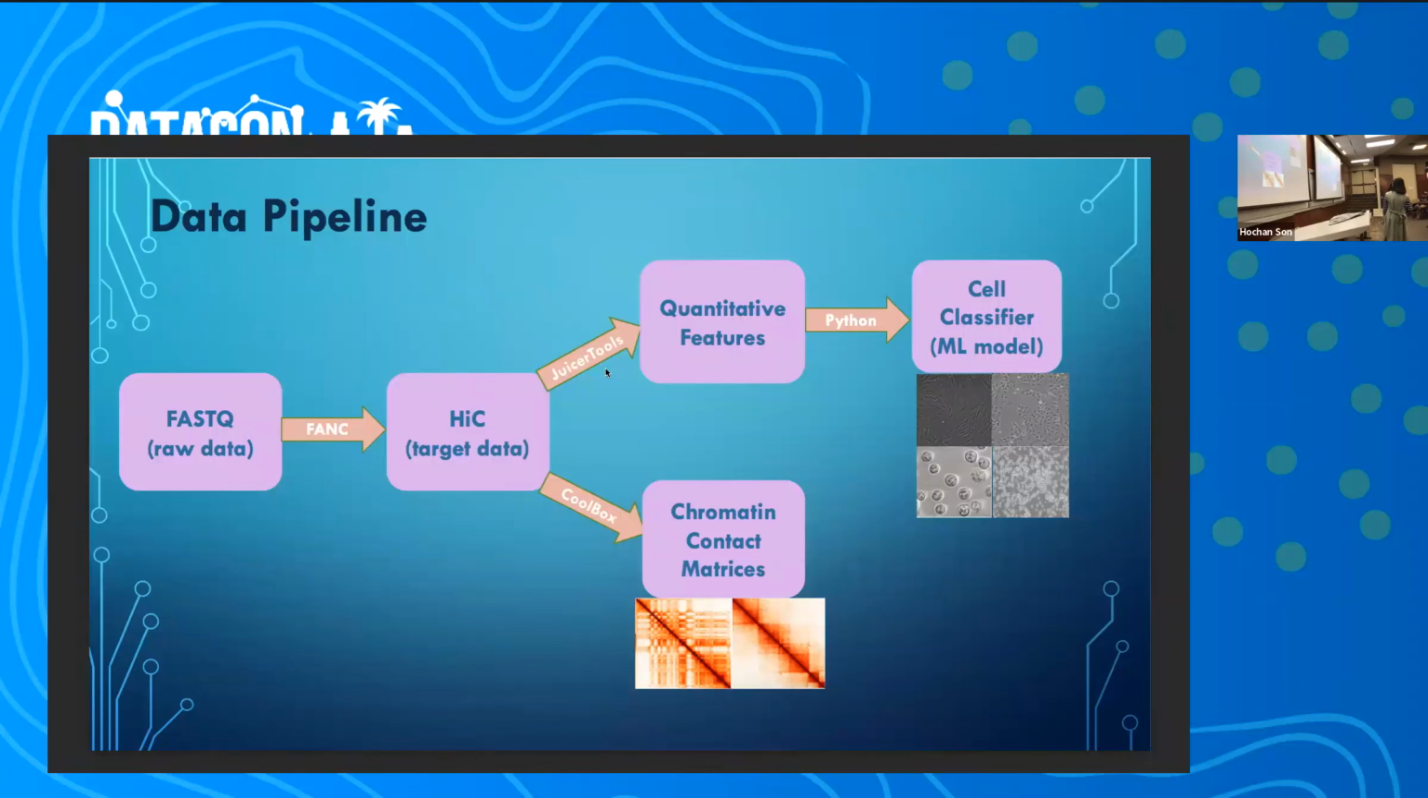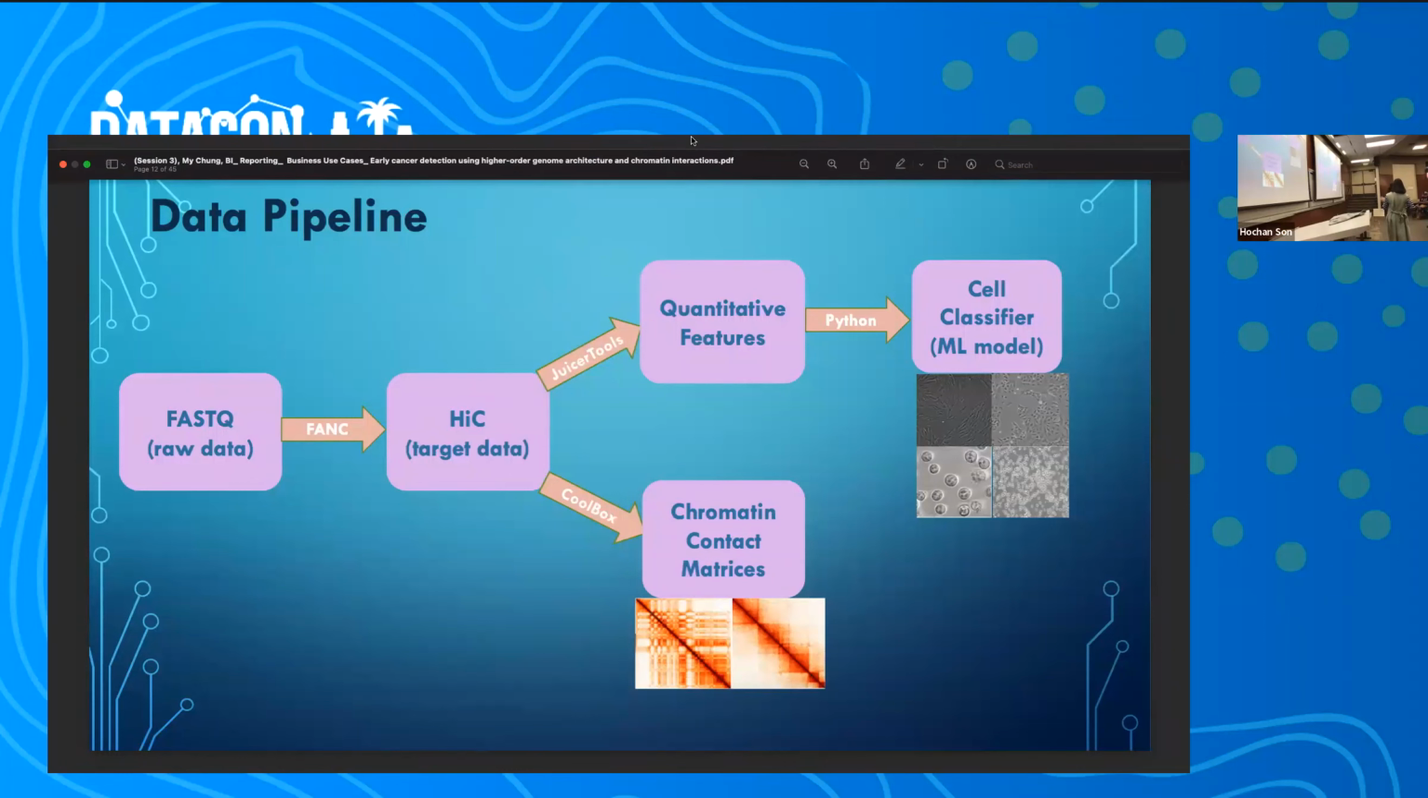All right. So from FASTQ data, I processed it multiple ways. Actually a lot of processing happens here to get the targeted pairing data using Juicer. And then from this data, I use a tool to visualize the chromatin contact matrix. This is how we do it.